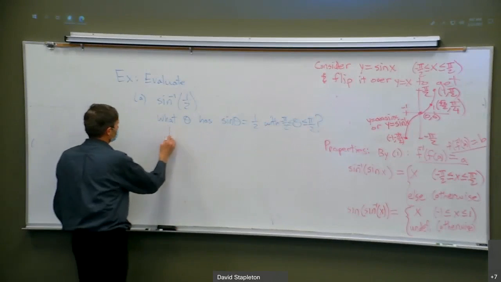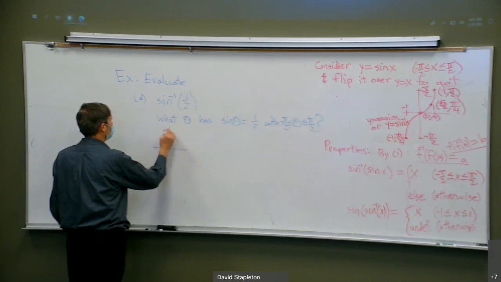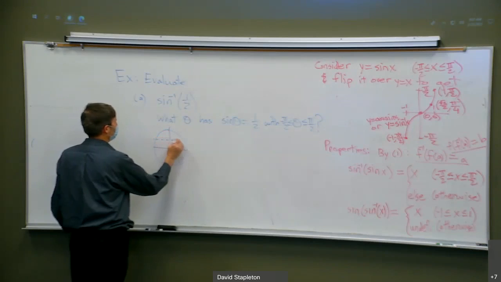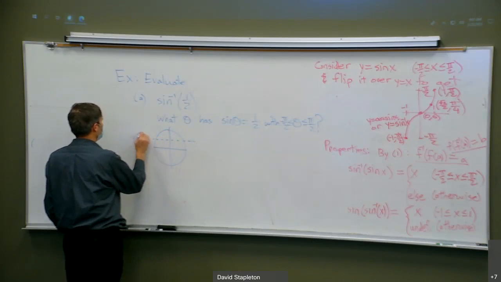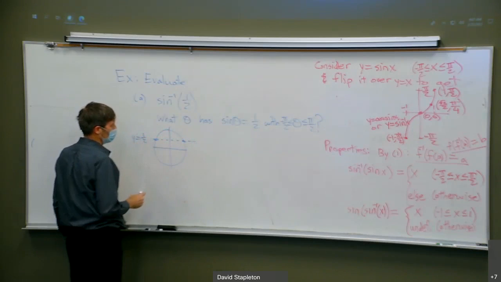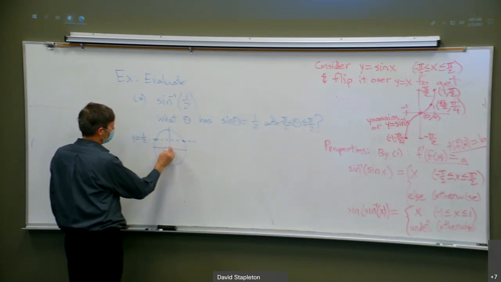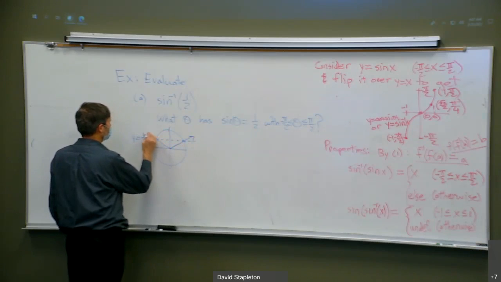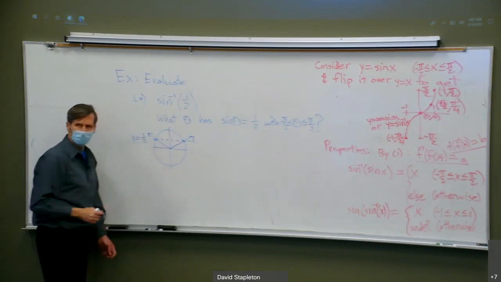You can do this on the unit circle, right? Sine is the y coordinate, so I put y equal to half. There's only 2 points on the unit circle where y is equal to half, right? Well, I have to have either this terminal ray or this terminal ray. Which one is it?